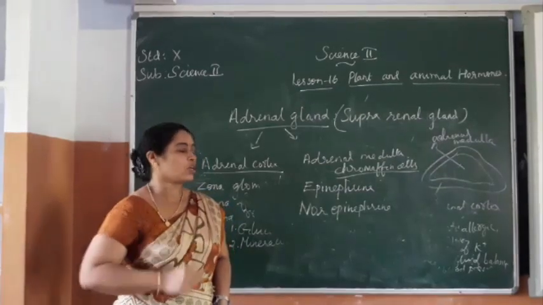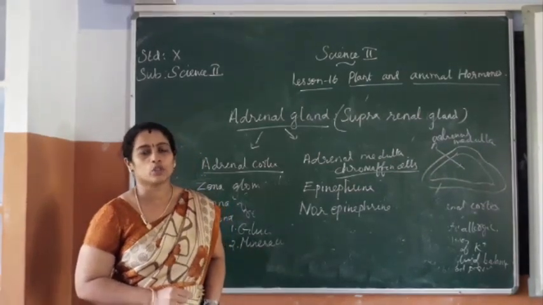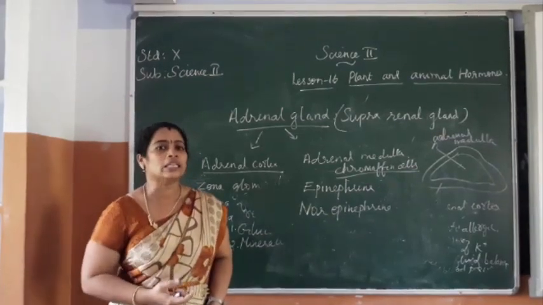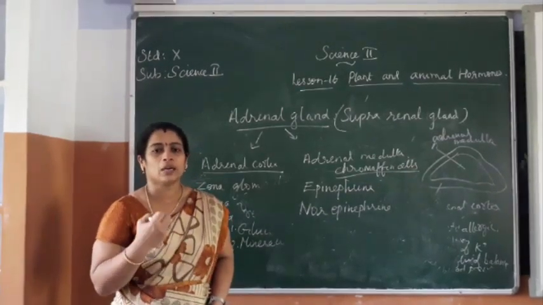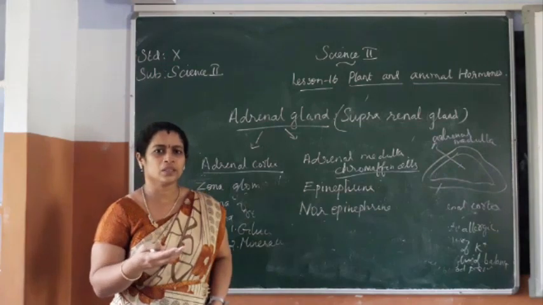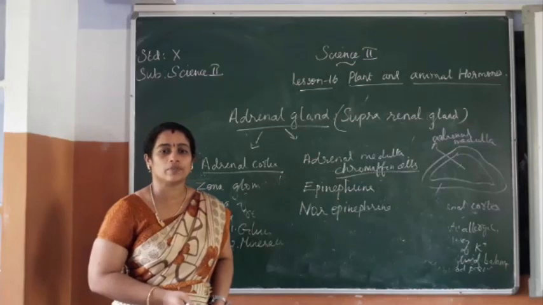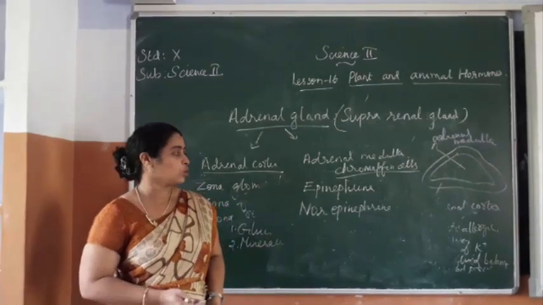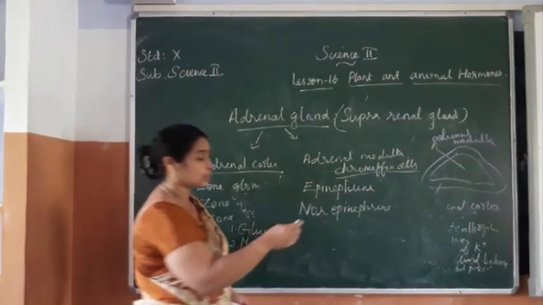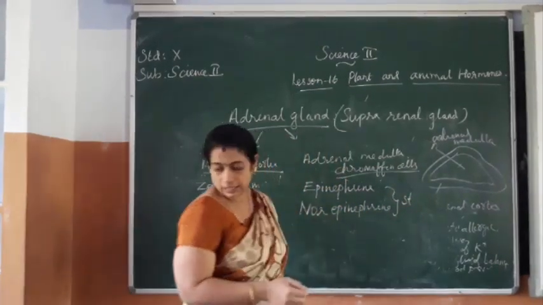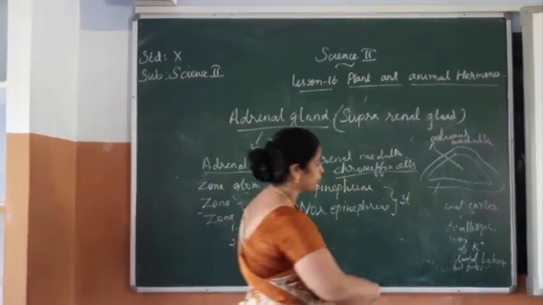These two are also known as stress hormones, because they are produced when we are in a stress condition, or when we are under tension. These hormones will be produced in more amount. They are also known as stress hormones or emergency hormones.